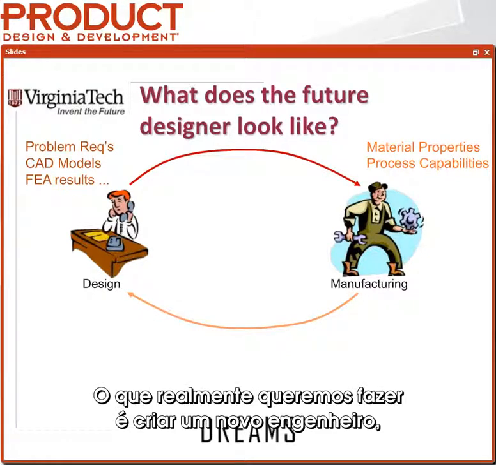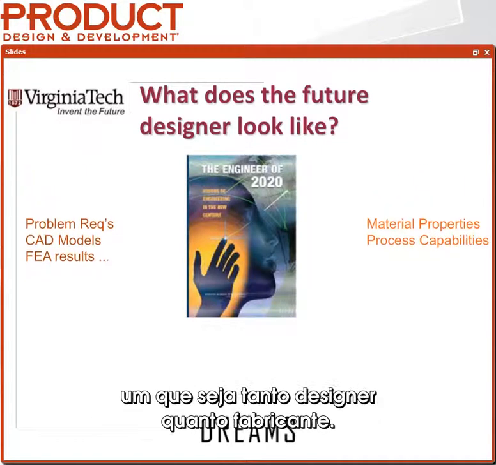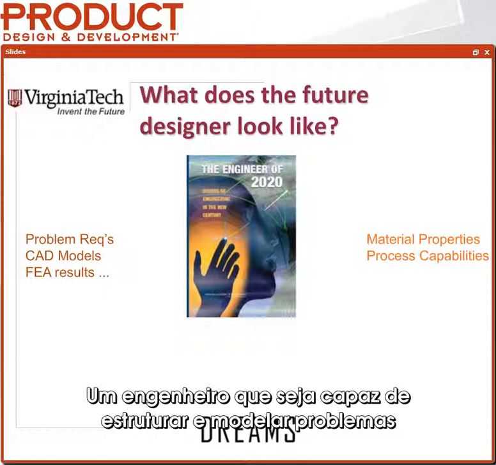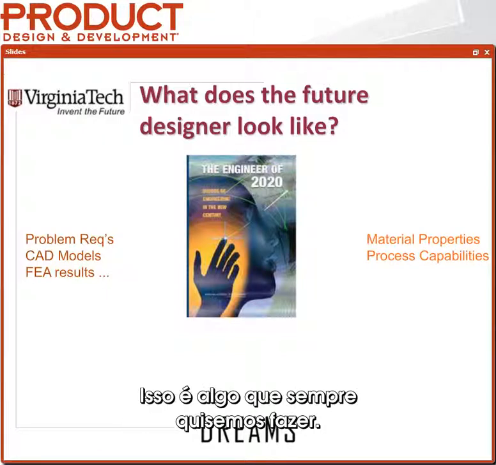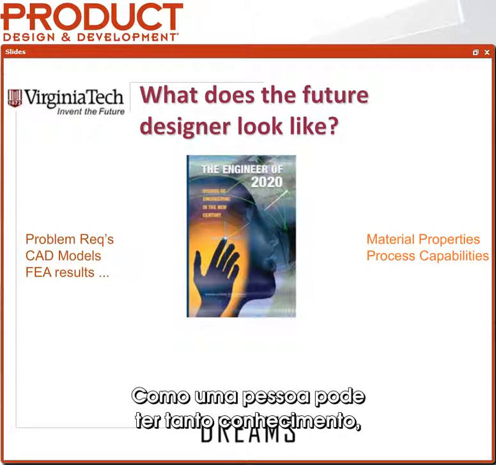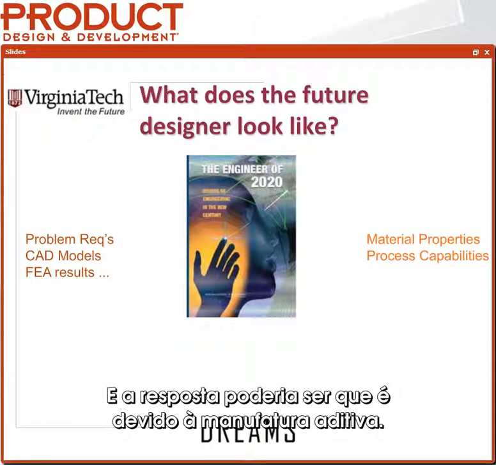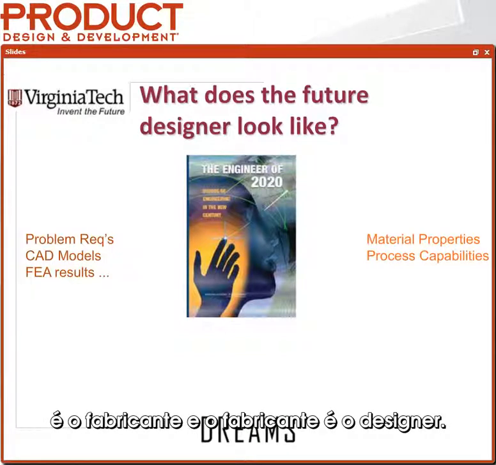What we really want to do is create a new engineer, one that is both the designer and the manufacturer, an engineer that knows the problem and is able to frame and model problems within the context of what is possible with manufacturing. Now, this is something we've always wanted to do, but it's always been challenging. How can one person have such a breadth of knowledge? And the answer might be additive manufacturing, because this is a technology where the designer is the manufacturer and the manufacturer is the designer.